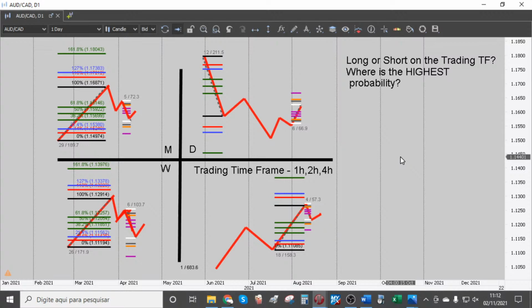Sir, in this case I need to analyze the probability in all time frames or just in the confirmation time frame and the trading time frame? All time frames. All time frames, everybody.